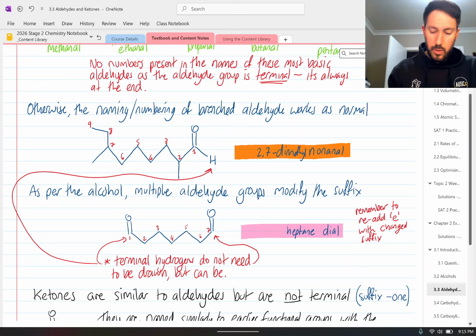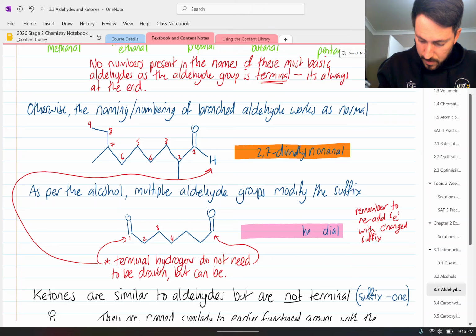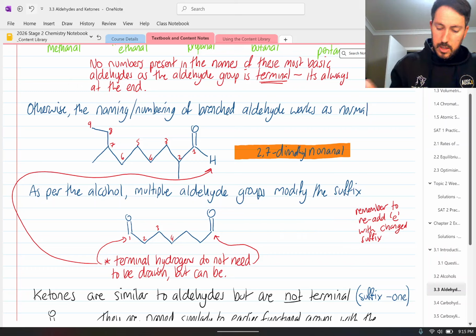Oops, I don't know why I've done it like this. Let's see if I can make it look a bit nicer. Oh, barely. If anything, I just made it worse. Let's just get rid of the whole thing. There we go.